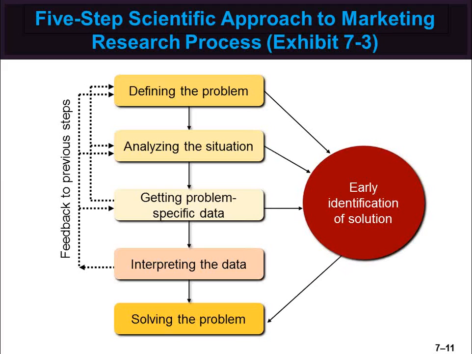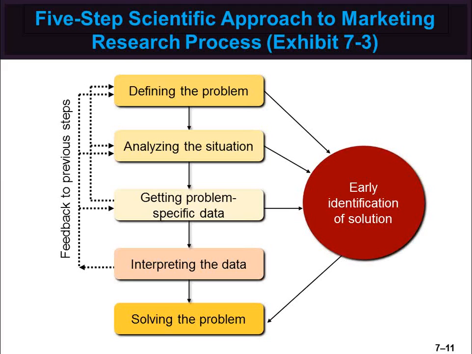Marketing research process is a 5-step application of the scientific method. Shown here, we start with step 1, that is defining the problem. The manager and the researcher determine the key decision issues requiring information. Step 2 is analyzing the situation, an informal study of information that is already available in the problem area. Step 3 is getting problem-specific data, the collection of data that is customized to the decision maker's needs.